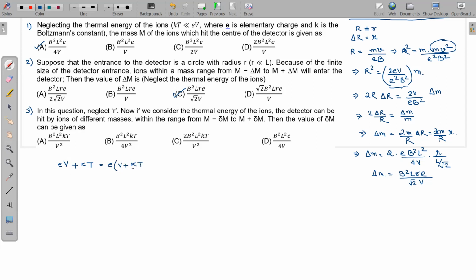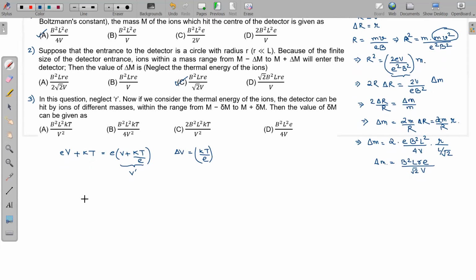V plus KT by E. So if you look at this expression carefully, now I can say that the accelerating voltage, there is a change in the accelerating voltage by KT by E. Just compare this term, you can see that this total term is some effective accelerating voltage. So there is some change in the accelerating voltage, which is KT by E. By this amount the accelerating voltage has been changed, right? So we know the value of delta V now. So from here what can we see?